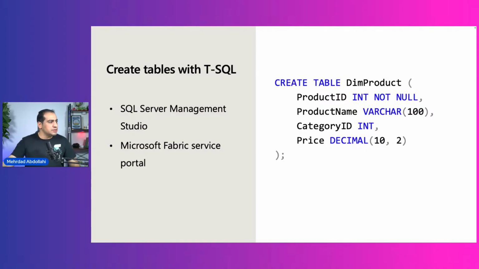In order to create a table with T-SQL is very simple. Just create table, name of the table, list of the fields. If it is nullable, and the type of that, then we identify it can be nullable or not. The default is nullable actually. If you want that to be not nullable, then you can indicate it like this, product ID.